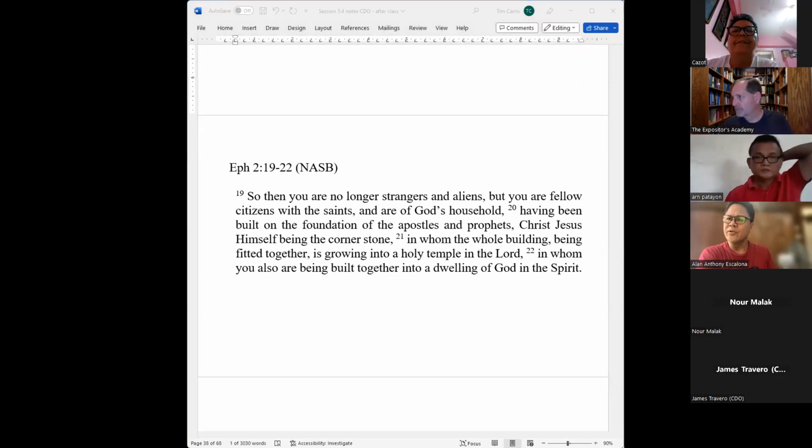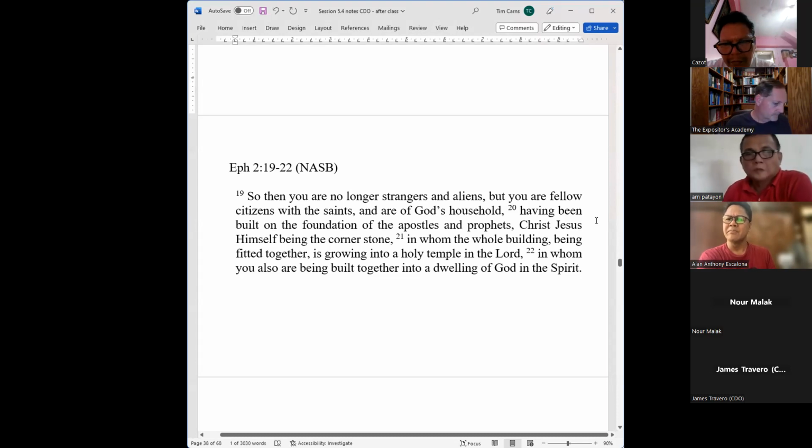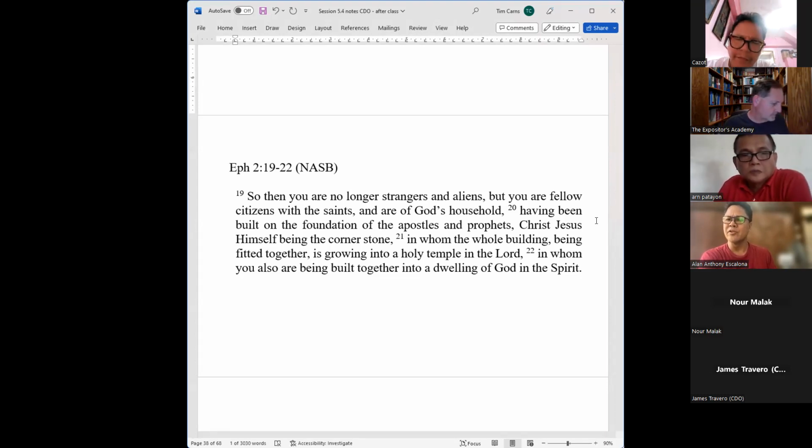So then you are no longer strangers and aliens, but you are fellow citizens with the saints and are of God's household, having been built on the foundation of the apostles and prophets, Christ Jesus himself being the cornerstone, in whom the whole building, being fitted together, is growing into a holy temple in the Lord, in whom you also are being built together into a dwelling of God in the Spirit.